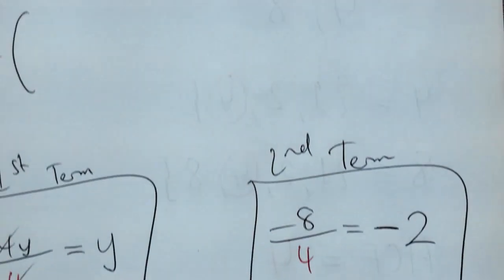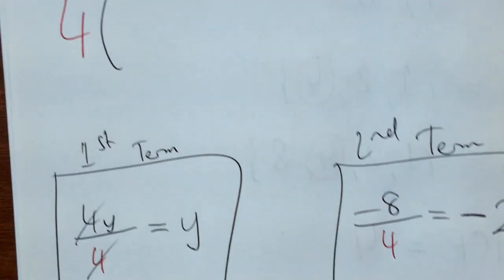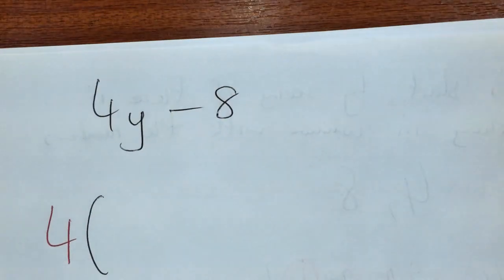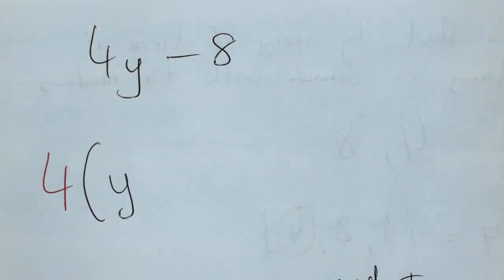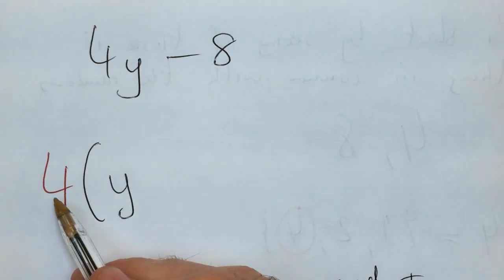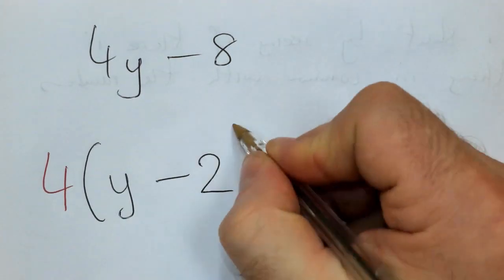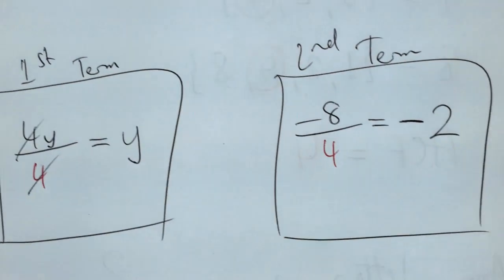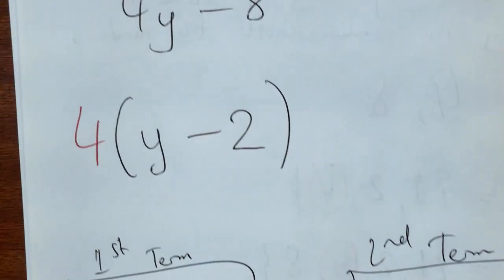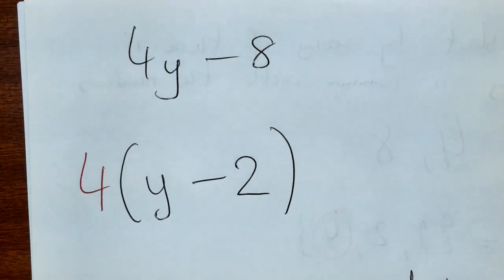So, when we put that all back together, 4y divided by red 4, you're left with y, and minus 8 divided by 4 is minus 2. And if you're not grabbing why that is the answer, it's down there in the boxes. And that is the answer you should be given on your exam paper.